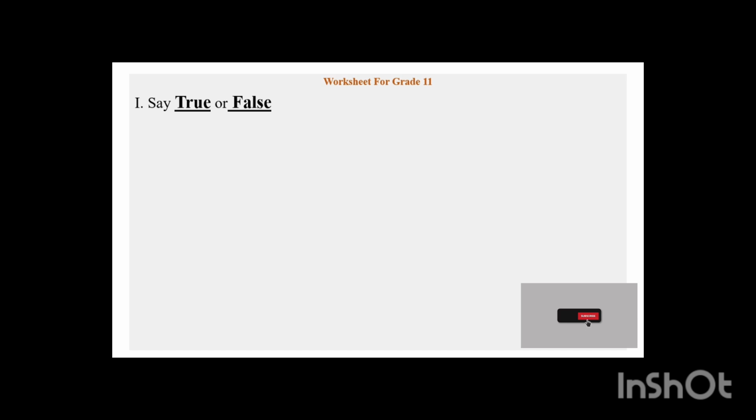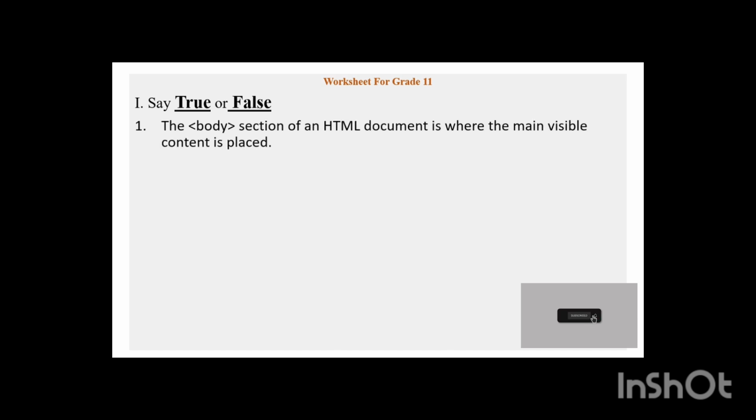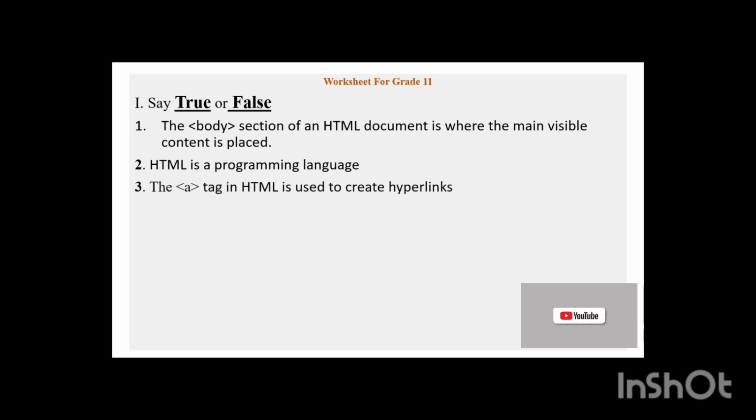Question number 1. The body section of an HTML document is where the main visible content is placed. Question number 2. HTML is a programming language. Question number 3. The A or anchor tag in HTML is used to create a hyperlink. Question number 4. JavaScript is not a programming language.